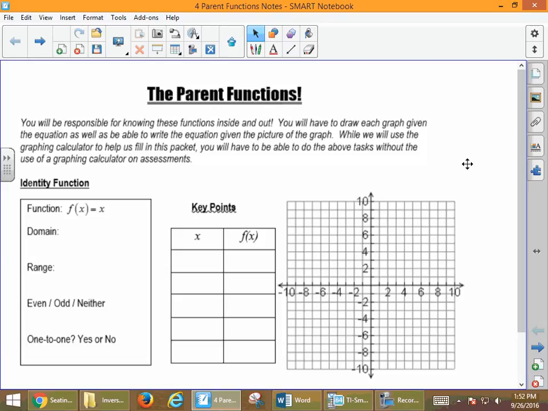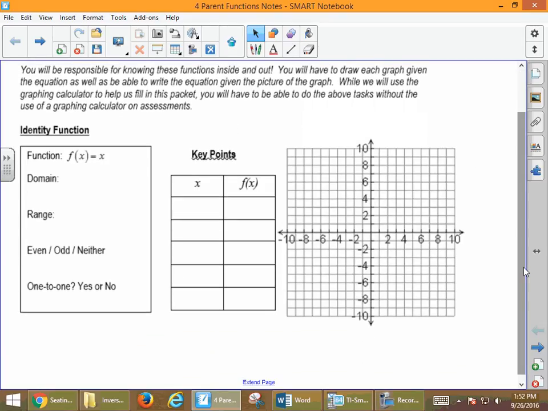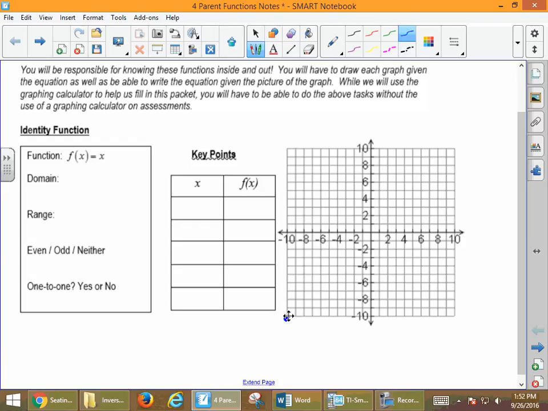In the first one, hopefully we don't need to type into our calculator. It is the identity function, f of x equals x, or y equals x. And actually what it looks like is it goes from the lower left-hand corner to the upper right-hand corner and through the origin.